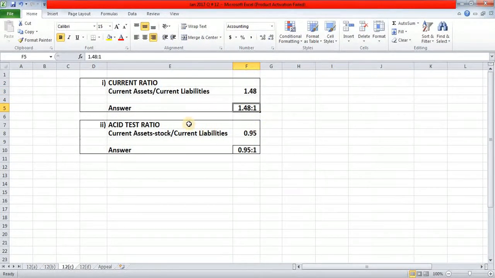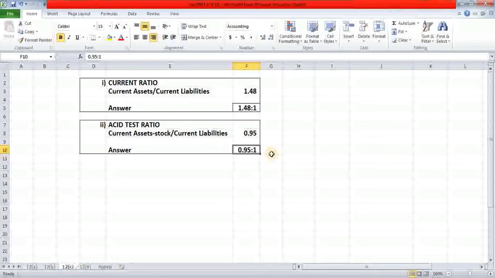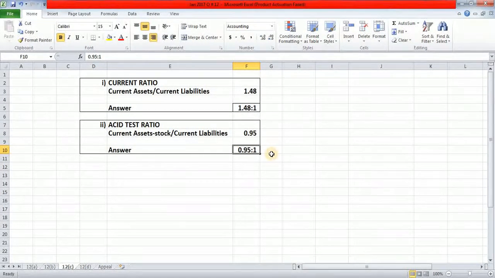Then comes the acid test. The formula is current assets minus stock divided by current liabilities. Current assets is 11,721, stock is 4,238 and current liabilities is 7,912. You will get 0.95, and here also we will be answering this as 0.95:1, which is the correct format to answer acid test. Clear? Next.